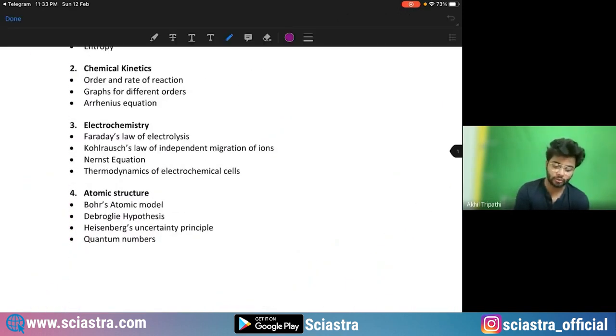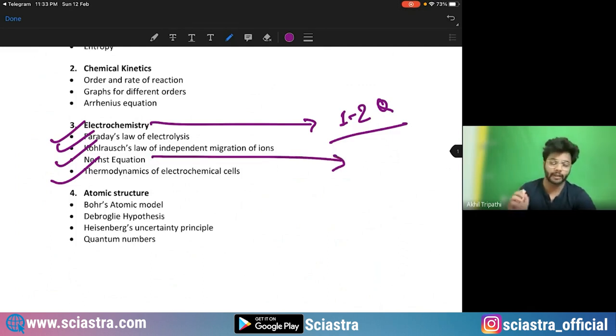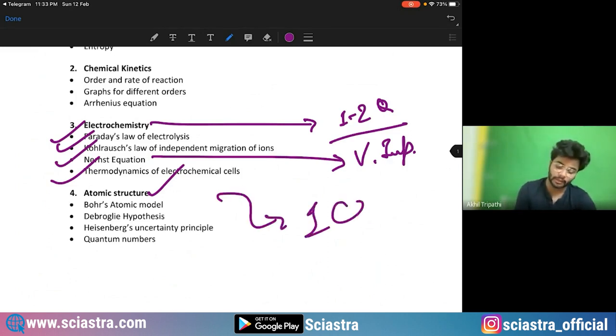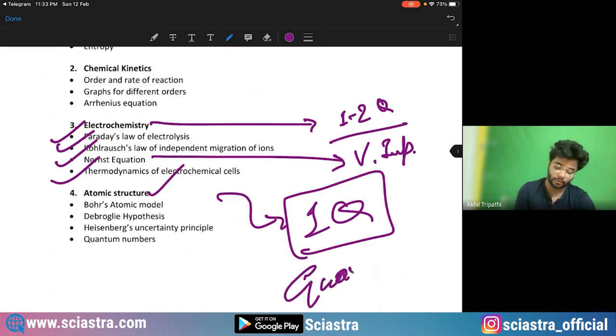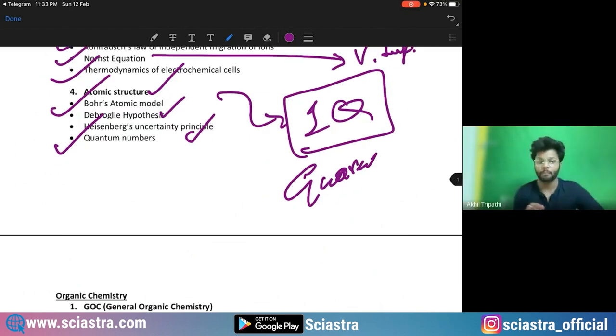Coming to electrochemistry, again 1 to 2 questions can come from here. Faraday's law, Kohlrausch law, Nernst equation and thermodynamics of electrochemical cells. The Nernst equation is particularly very important. Coming to atomic structure, again an important topic. One question guaranteed from here, from either quantum numbers or Bohr's model or de Broglie wavelength or Heisenberg's uncertainty principle. All of these are easy things. If you just study them, they are going to come and you will be able to crack it.